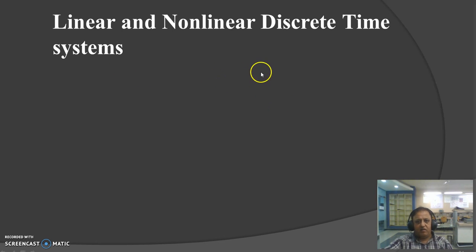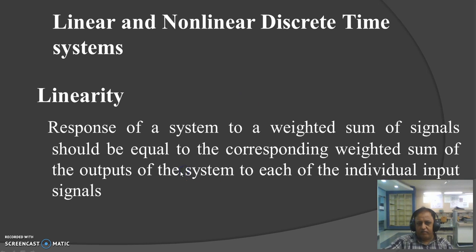Now, in the case of linear and non-linear, how do we consider linearity? Well, the definition is a bit too long. In fact, the response of the system to a weighted sum of signals should be equal to the corresponding weighted sum of the outputs. So if you have a weighted sum of signals, say x1[n] and x2[n] multiplied by weights a1 and a2, the output should be equal to a1 y1 plus a2 y2, where y1 and y2 are the responses of the system to each of the individual input signals x1 and x2. Mathematically it will be more clear. In fact, before that we'll show you a graph.